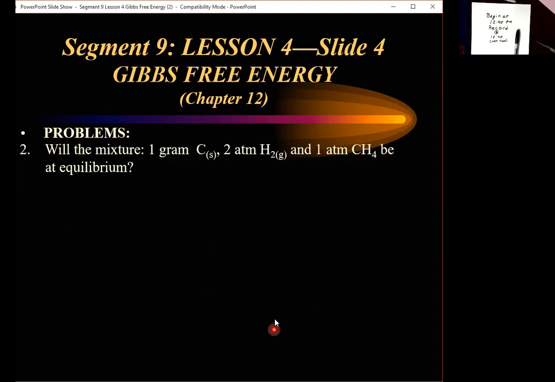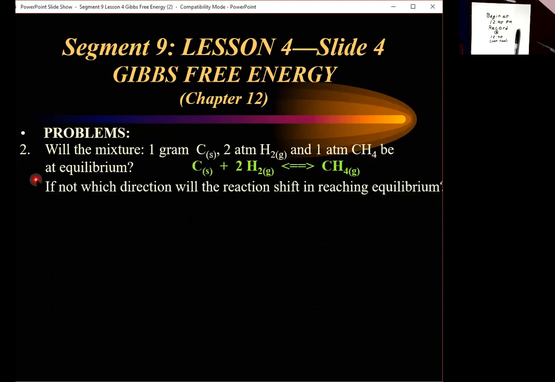Okay, now, will a mixture of 1 gram of carbon, 2 atmospheres of hydrogen, and 1 atmosphere of CH4 be at equilibrium? Well, there's my reaction again. If not, which direction will the reaction shift in reaching equilibrium?